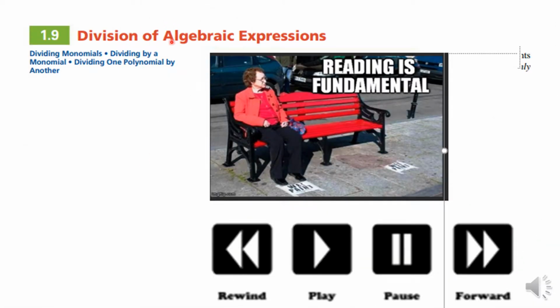Today's topic is division of algebraic expressions, and there are two kinds of division we'll be doing. One in which we're dividing by monomials, one term, and one when we're dividing by polynomials with more than one term. As always, you should read your book. The examples there are different, and you should start and stop this video to ensure you understand the material.